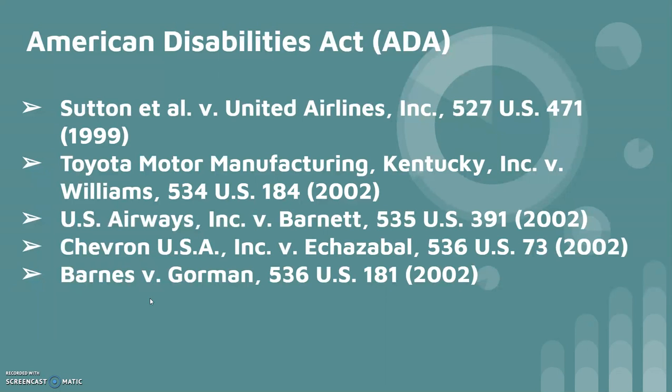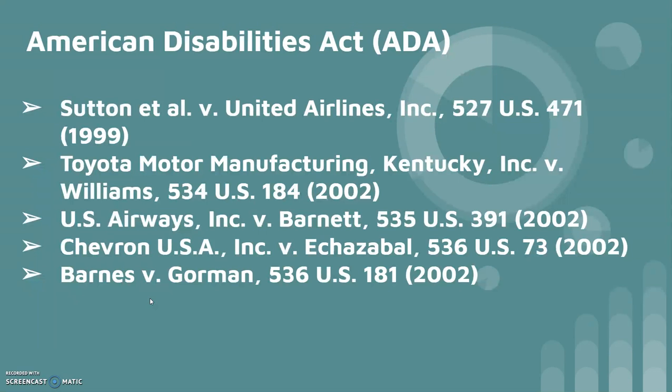The Sutton et al. versus United Airlines. In this case, the court's definition of disabled under the ADA led to instances where employers could terminate a person from a job because of a physical or mental condition and then argue the condition was not serious enough to constitute a disability.